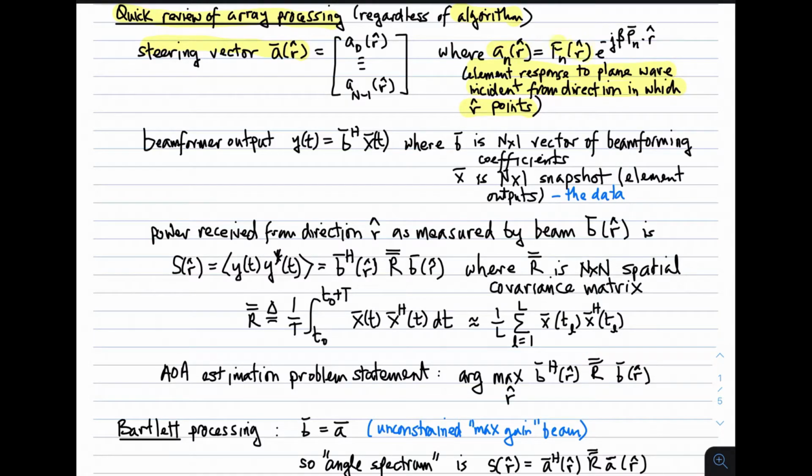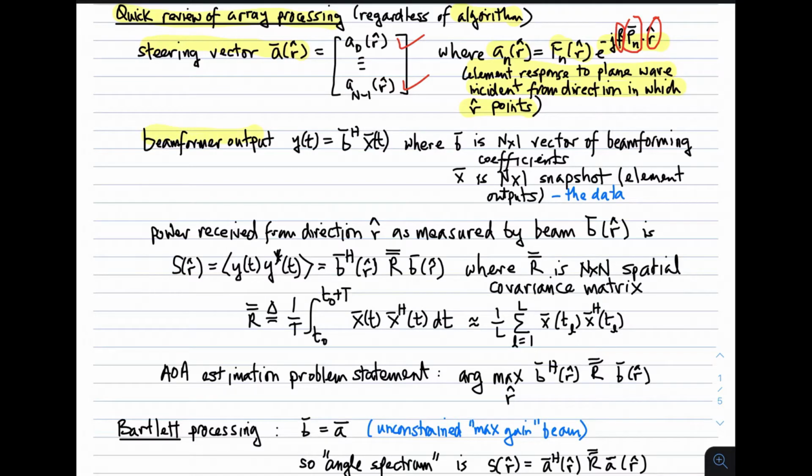are given by the product of the element pattern for the associated element in that direction, times a factor which accounts for the array geometry, where beta, as always, is the phase propagation constant, p sub n is the position of the nth element, and r hat, once again, is the direction which we are currently considering, from which the plane wave arrives. You stack them in an n by 1 vector and you get the steering vector, which is a complete description of the array's response to a plane wave arriving from the direction r hat.